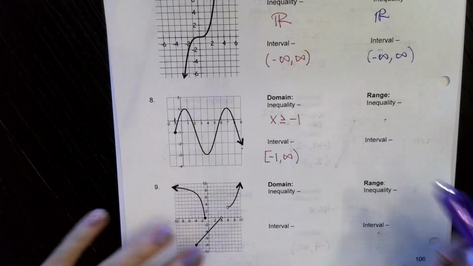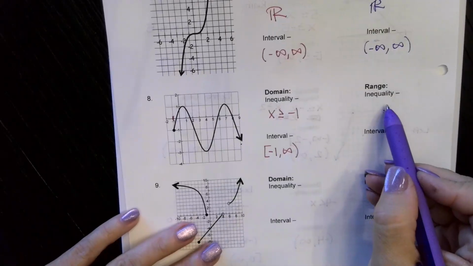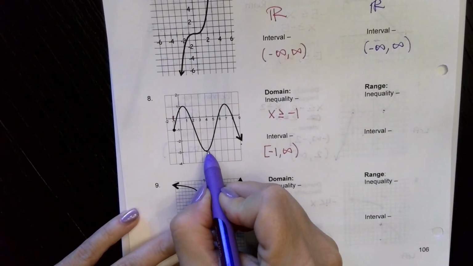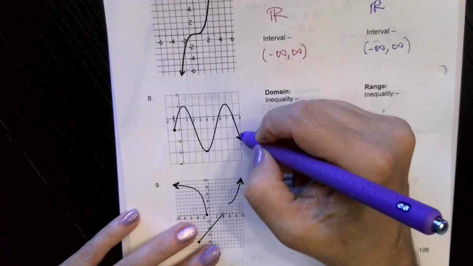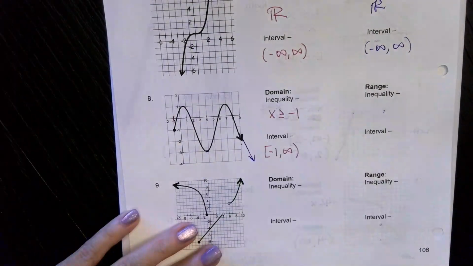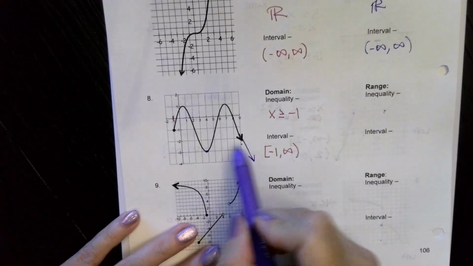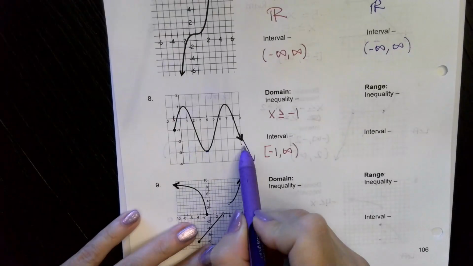Okay, so with range we want to find the lowest point. Well, it looks like this is the lowest point, right? But beware, because I have this arrow. So this arrow means it's going to keep going. So because of this, I don't have a lowest point. This is going to keep going.